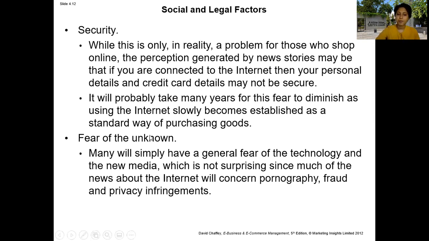Then the fear of the unknown, that's also there, no? Many will simply have a general fear of the technology and the new media. That's very correct, which is not surprising, since much of the news about the internet concerns pornography, fraud, and privacy infringements. If the internet is perceived as something bad, then consumers have a general fear of engaging in transactions online, right? If the internet is branded as something bad, there is a general reluctance from the customer's end to use the technology, right?